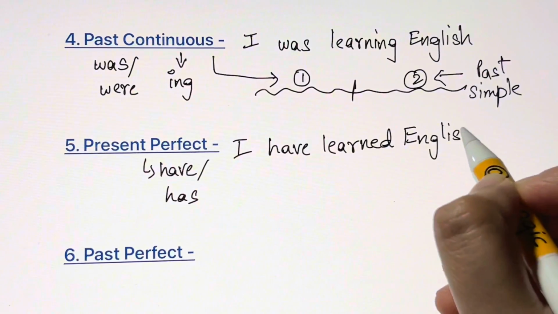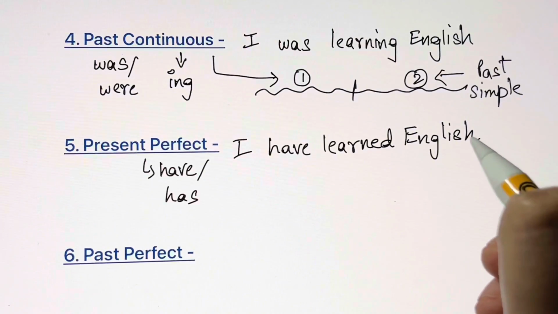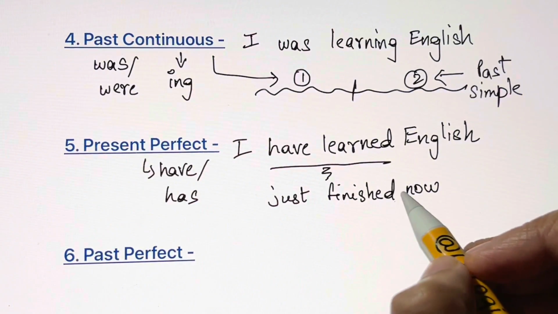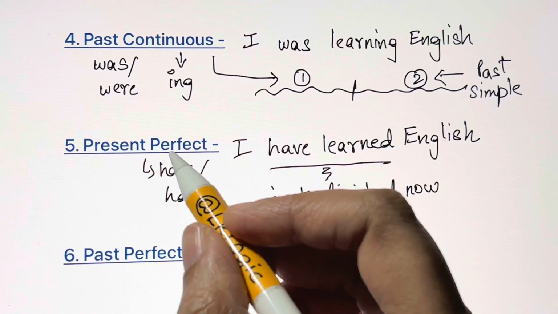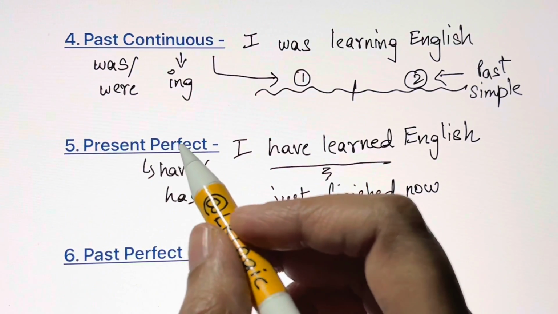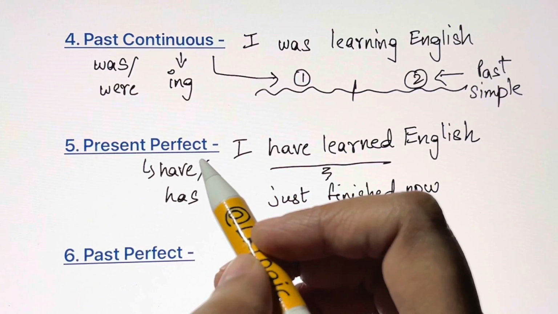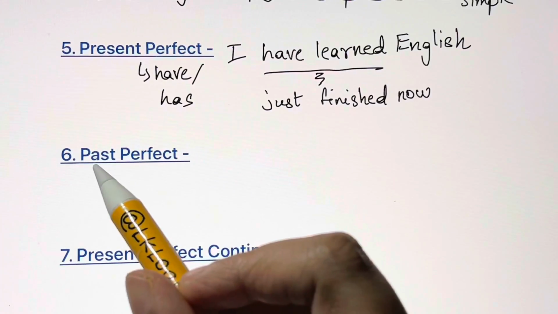Easy? Alright, now what does this mean? I have learned English. It means you have just finished now, like a minute ago. Look, you're tired now. So that is present perfect. The actions that are completed at an indefinite time before now. So time is not relevant, time is not important here. So what do you say? I have learned English. Now let's see the next one.